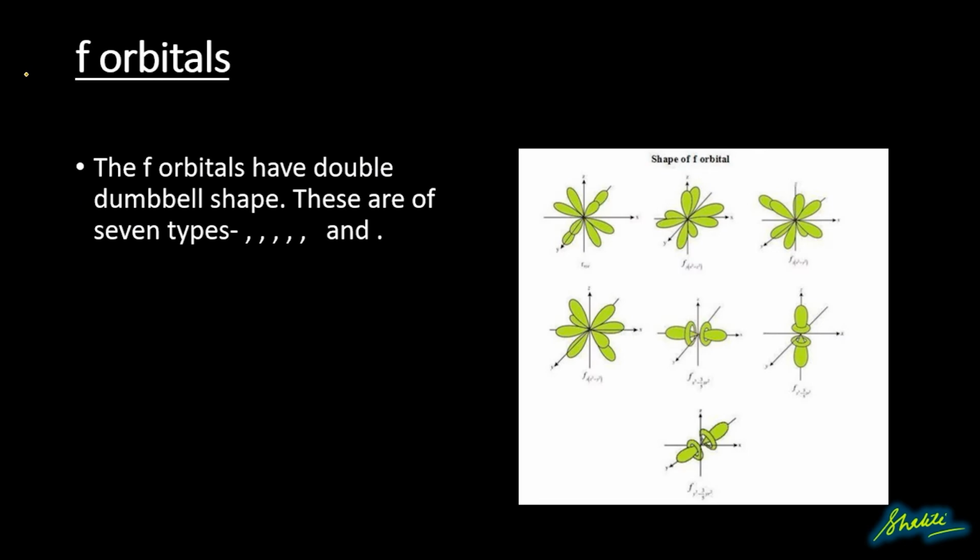Now f orbitals. The f orbitals have double dumbbell shapes. These are of 7 types. Here you can see in this figure, which we will not discuss because it's not in our syllabus.